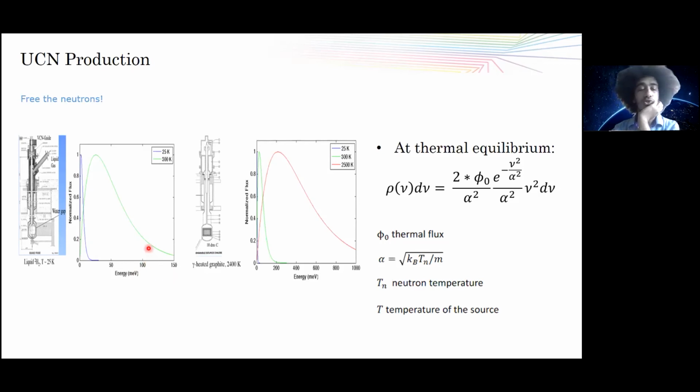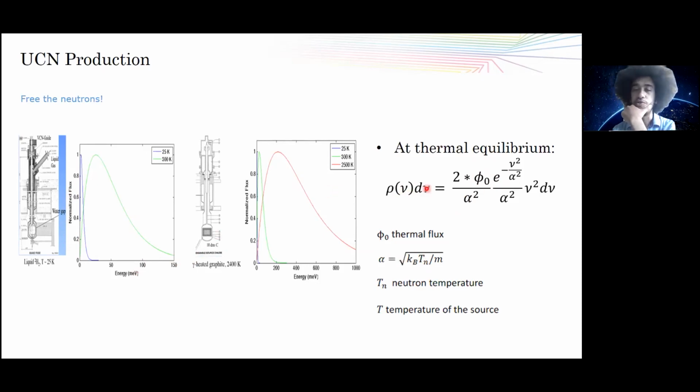energies. And at thermal equilibrium, you have this Maxwell-like distribution. And when you look at it, if you want to know what's the density of neutrons that have a speed in between V and V plus dV, it's something that depends on this parameter alpha, which depends itself on the neutron temperature, and it's mostly dependent on the flux. But that's for the cold, thermal, and hot neutrons.